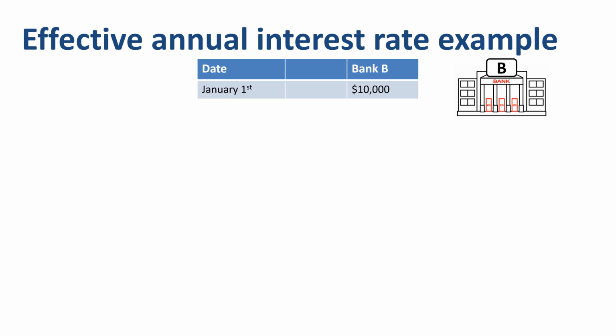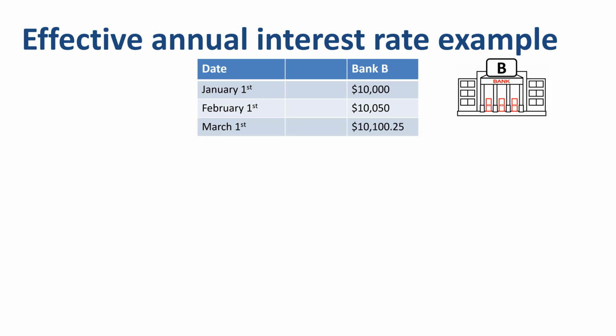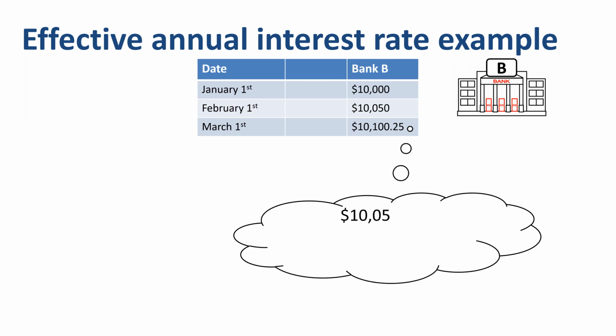At Bank B, things work differently. You start the year with the same $10,000 in your account. On a monthly basis, 0.5% interest on the previous month's balance gets credited. On February 1st, your balance is $10,050. Your original $10,000 plus 0.5% interest on $10,000. On March 1st, your balance is $10,100.25. The February 1st balance of $10,050 plus 0.5% interest on that balance.